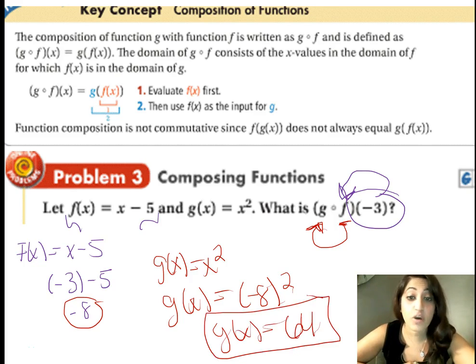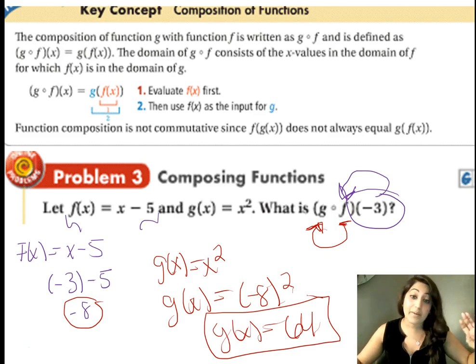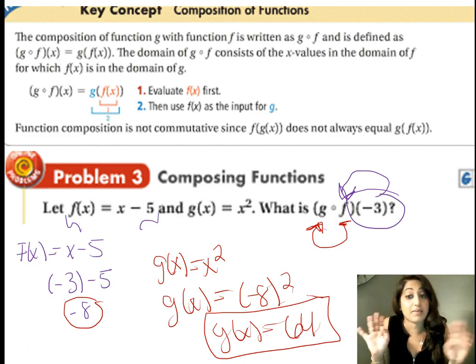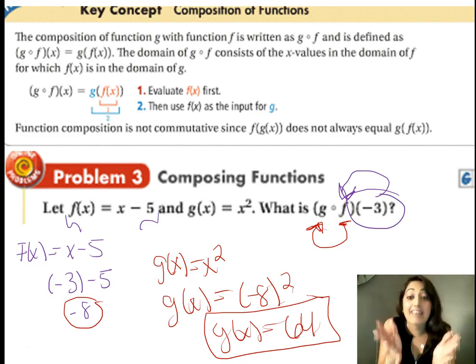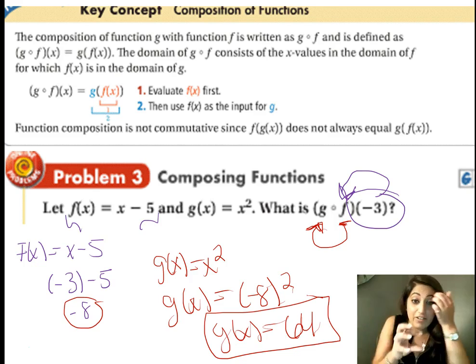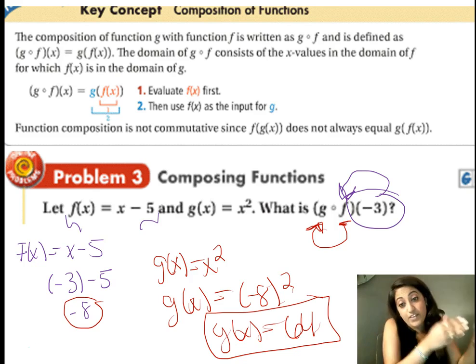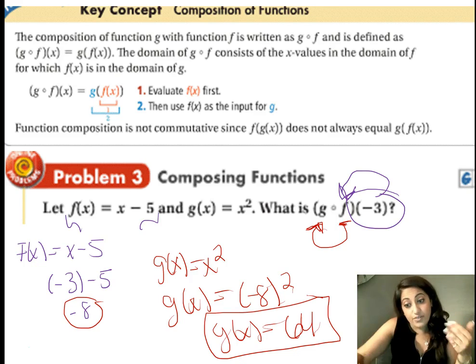I know it's so much harder when you're looking at it through the web. I don't know why they do it that way. Don't ask me, don't text me about it. I already know. That's how you do it, all right? Whatever's in the second one, you plug it into the first one, and then you just solve.